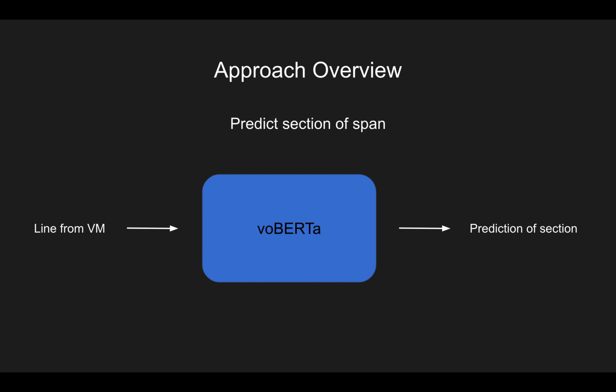So for the first task of predicting the section of a given span, our approach is as follows. We take a line from the Voynich manuscript and provide it to our model, VoBERTa, and output a prediction of what section that span belongs to.